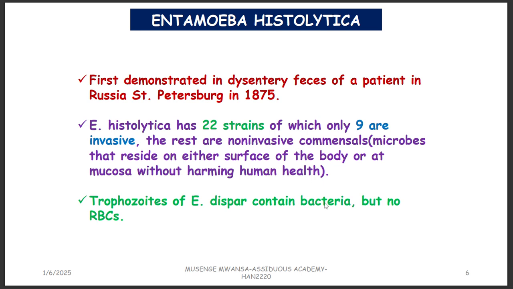Do you get that? This can come as a multiple choice question for you to differentiate Entamoeba histolytica from Entamoeba dispar. This is a parasite. It can chew bacteria, but it can't phagocytose red blood cells. Entamoeba histolytica can do both.